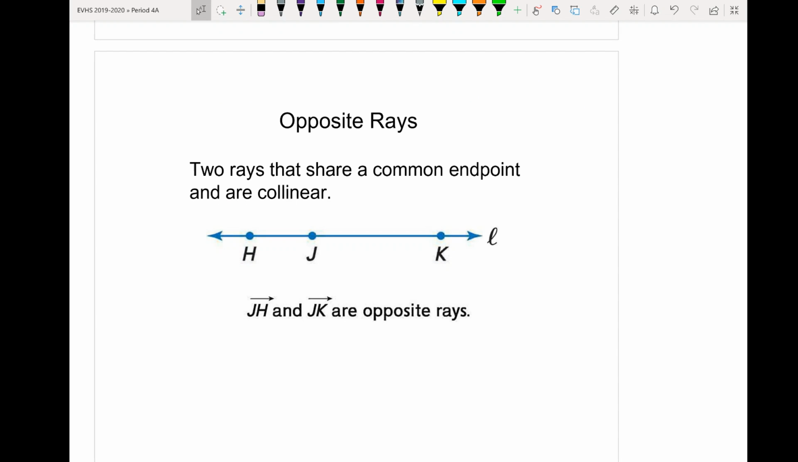Okay, opposite rays are two rays that share a common endpoint and are collinear. Here we're using J as an endpoint. We've got ray JH and ray JK being opposite rays because they both are on line L. Opposite rays will always form a straight line. So for your picture here, just draw the picture and you can just write JH and JK and you're good.